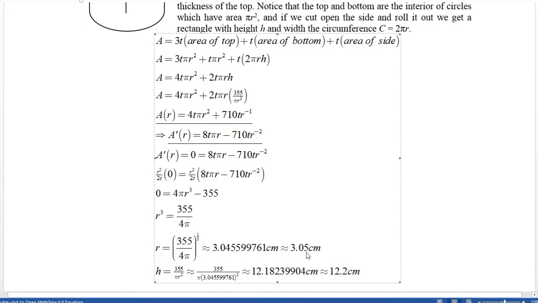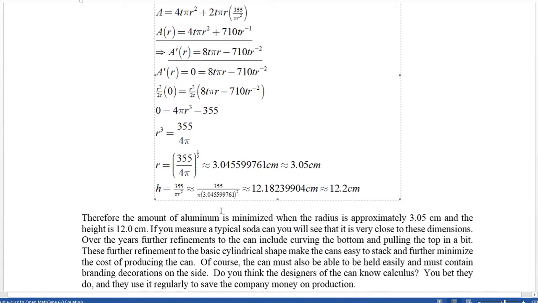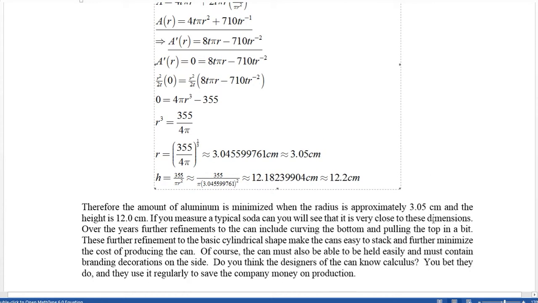Approximate that. That's about 3.05 centimeters. And if you plug that back in the original formula up there, or the formula that we found for h, right here, 355 over pi r squared, you get that the h is about 12.2 centimeters. Now, I tell you, go pick up a soda can and measure it, and you'll find out that it's extremely close to that. The radius of 3.05, or a diameter of about just a little over 6 centimeters, about 6.1 centimeters, is almost exactly right for a soda can.